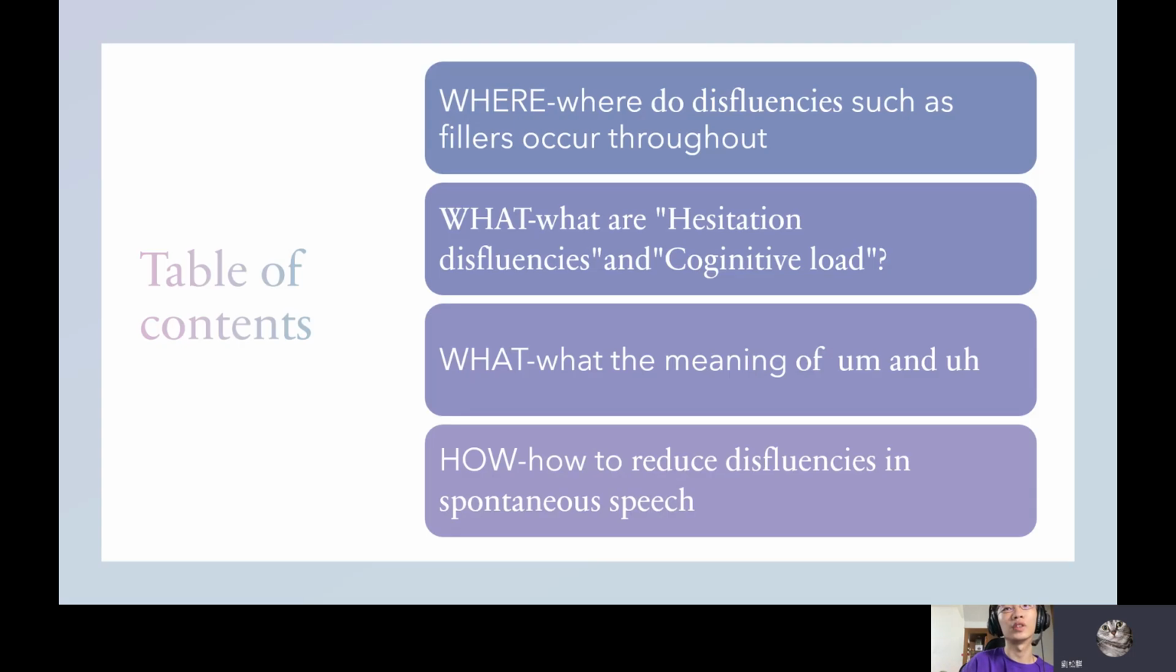Here's my table of contents. First, where do disfluencies such as fillers occur throughout an utterance? Next, what are hesitation, disfluency, and cognitive load? Third, what's the meaning of um and uh? In the end, I will tell you guys how to reduce disfluencies in spontaneous speech. After all of this, I will show you a video of a short talk between Ryan Reynolds and Jake Gyllenhaal, see how they use fillers, and then explain why they were using the fillers.